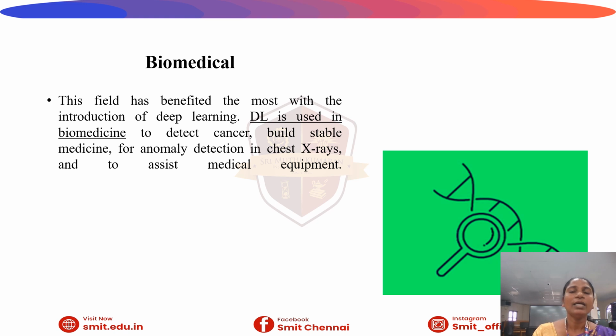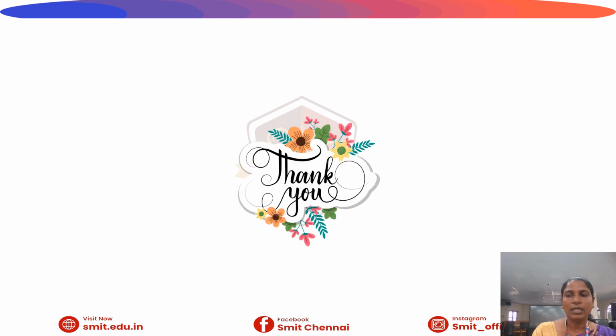And biomedical: here deep learning plays a very important role on the medical side. Using the scanned image of a particular patient, we can automatically detect whether the patient is suffering from cancer or any other disease by using the deep learning concept. So in this field, deep learning is playing a very important role nowadays. These are the applications we have in deep learning.